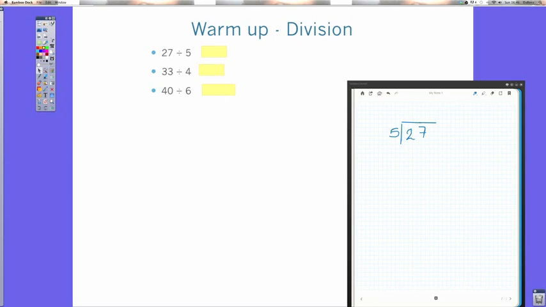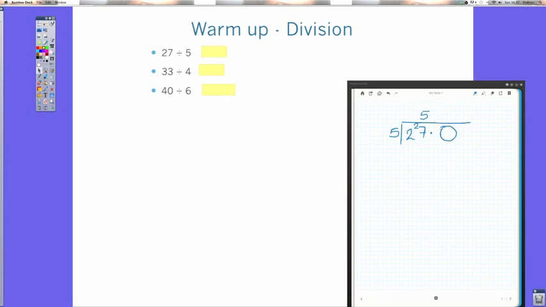So how many 5s go into 2? We can't do, so we carry over the 2. So now it's how many 5s go into 27. I know that 5 5s go into 25, and I'm going to add a decimal point and put a 0 at the end, because 27.0 is the same as 27. Okay, now I can put my remainder onto this 0.